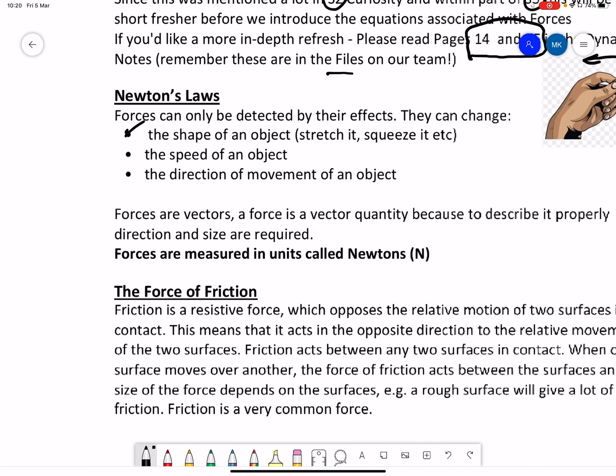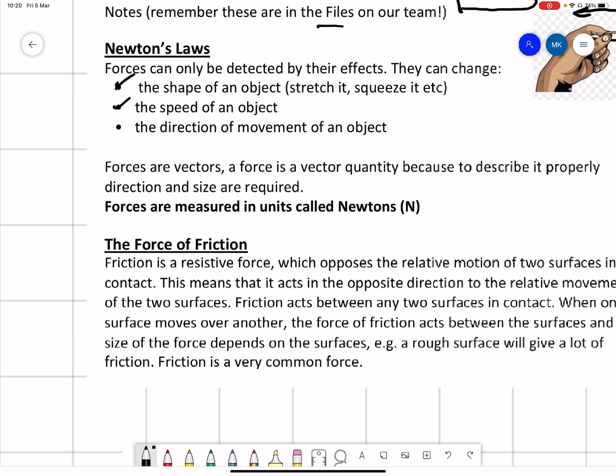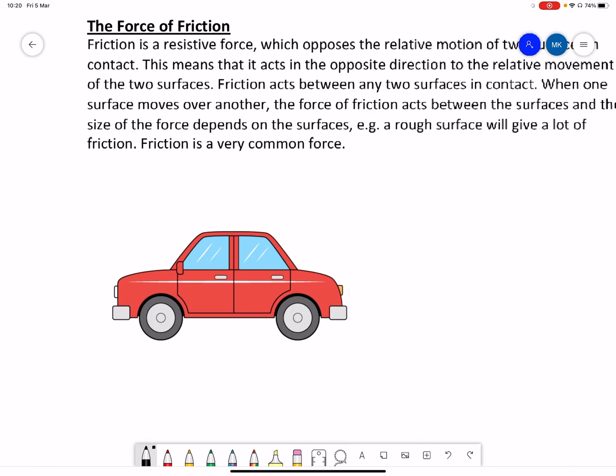Forces can also change the speed of an object. So this little car here, if it's travelling in this direction, if you put your foot on the accelerator, the speed is obviously going to go up, so the speed is changing. If you put your foot on the brake, the velocity is going to go down. So the speed of that car is being changed by forces in that way.